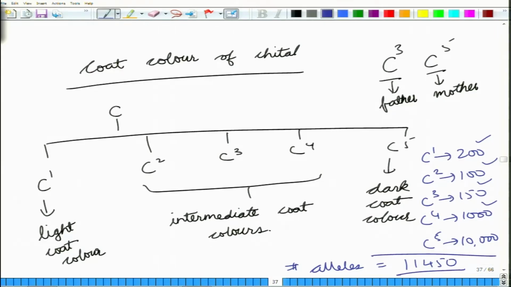Now, what is the frequency of the most common allele? Here the most common allele is C5, which is present in 10,000 copies. So, the frequency is given by 10,000 divided by 11,450 into 100. Now, this is the frequency of the most common allele. Now, the question is, is it more than 95% or is it less than 95%? So, if we do this calculation, 10,000 divided by 11,450 multiplied by 100, it comes to 87.34%.